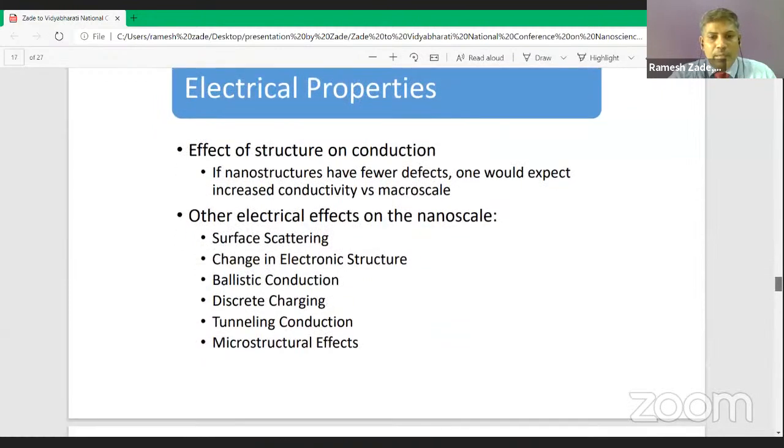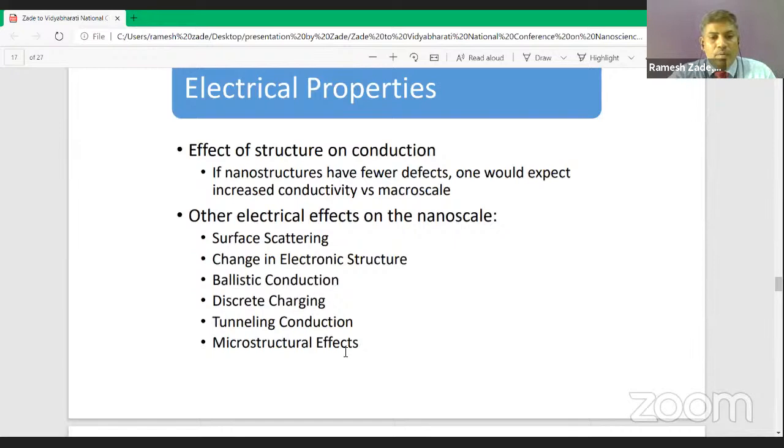Now come to electrical property, which I left in between. As I told you, there is an expectation of increased conductivity, basically due to surface scattering and change in electronic structure. Ballistic conduction means there is a high amount of conductivity. Then discrete charging and tunneling conduction. Tunneling conduction means conduction without resistance.